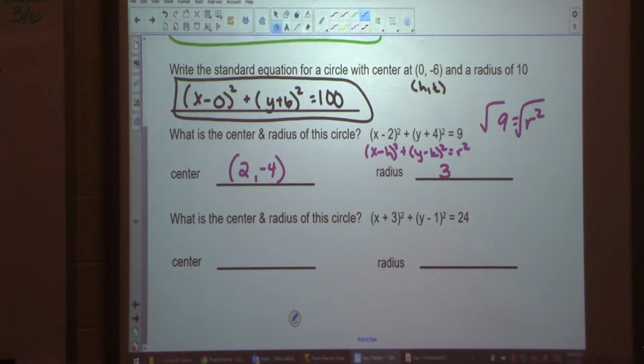Well, I prefer simplified radical here. Guys, for your radius, I prefer simplified radical, because we're not actually graphing it. When we go to graph it, decimals will be okay.